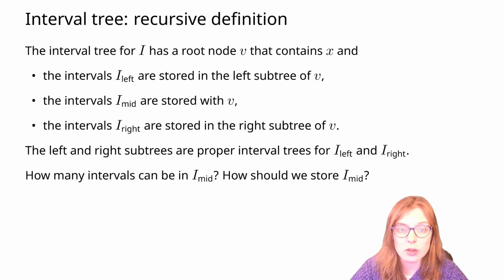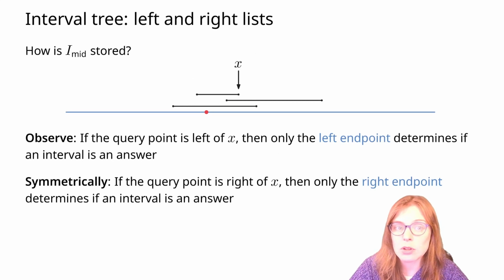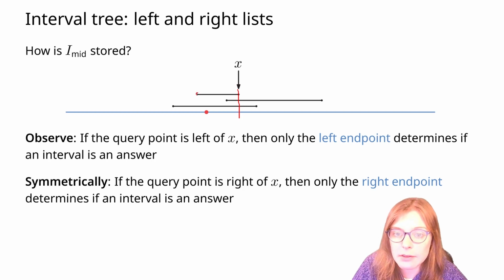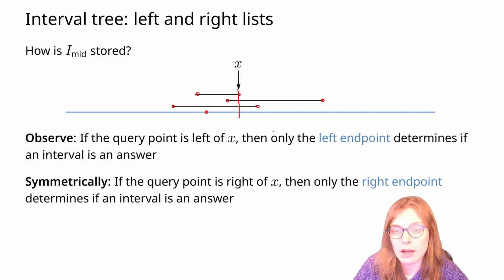Now, the question that we need to answer here is how to store the intervals that intersect the given value x. Suppose we store these intervals in I mid in the node somehow. And let's consider what happens when we run a query. Let's say the query point lies to the left of x. Observe that because all the intervals in I mid intersect the value x, their left endpoints have values less than x, and their right endpoints have values larger than x.